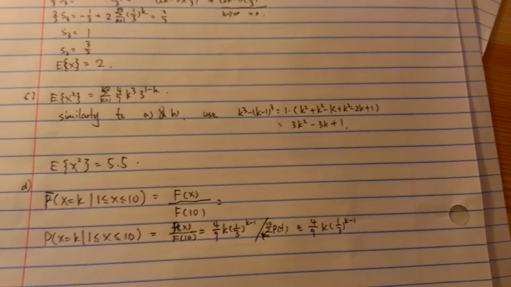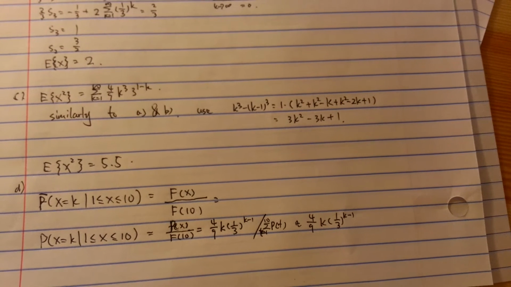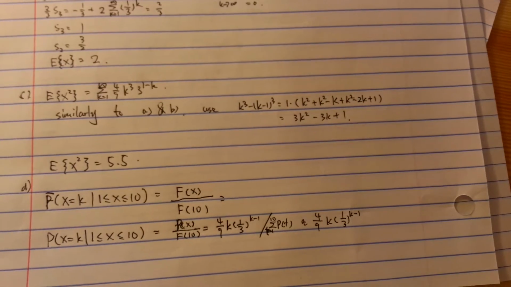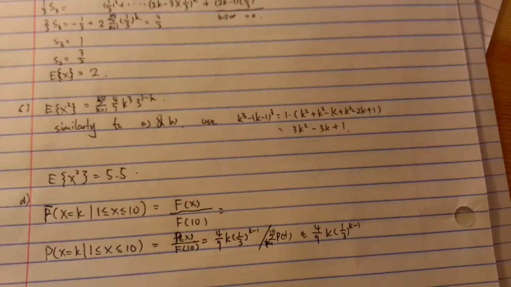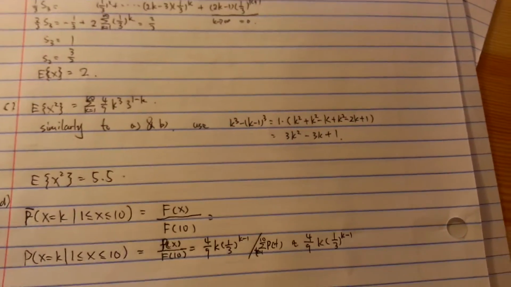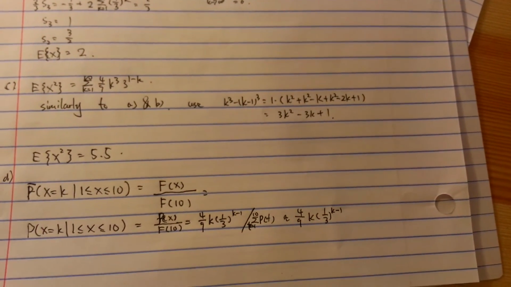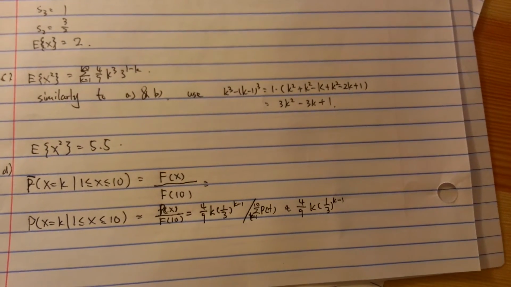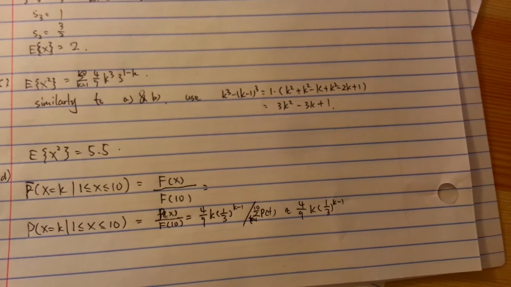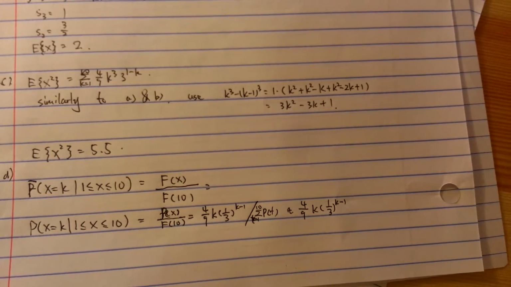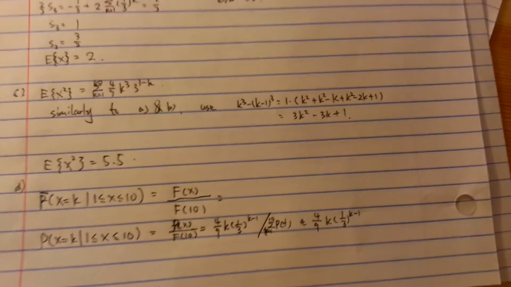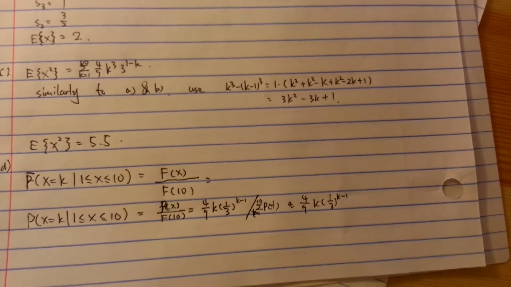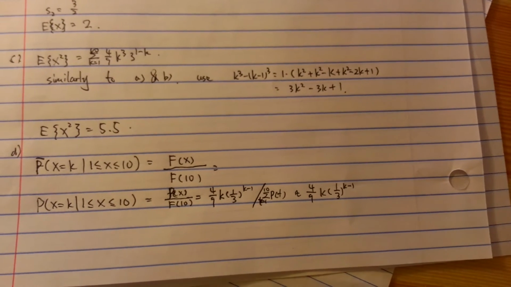The first question is to find the probability of X equals k under the condition of X between 1 and 10. First, we need to find the distribution function of X. From the definition, we get that F(x) given X between 1 and 10 is just equal to F(x) over F(10). And we take a derivative.